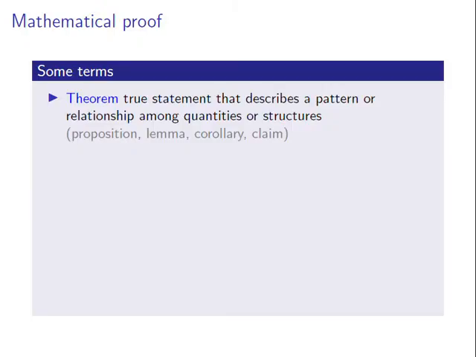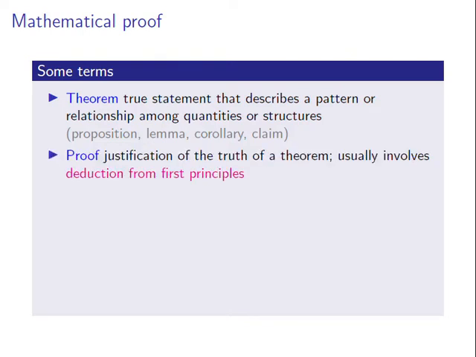Mathematical results are often presented in the form of theorems. A theorem is a true statement that describes a pattern or relationship among quantities or mathematical structures. A mathematical result may also be called a proposition, lemma, corollary, or claim, depending on the relationship of that result to other results within a body of mathematical work.